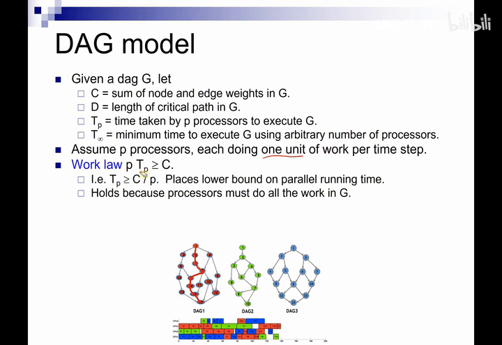Because of the work law, if you just divide both sides by P, you get that the parallel running time has to be at least equal to the size of this task, C divided by the number of processors. So this is a lower bound on the parallel running time. It's saying that no matter what algorithm you use, as long as you're using just P processors, your running time is going to be at least C divided by P.